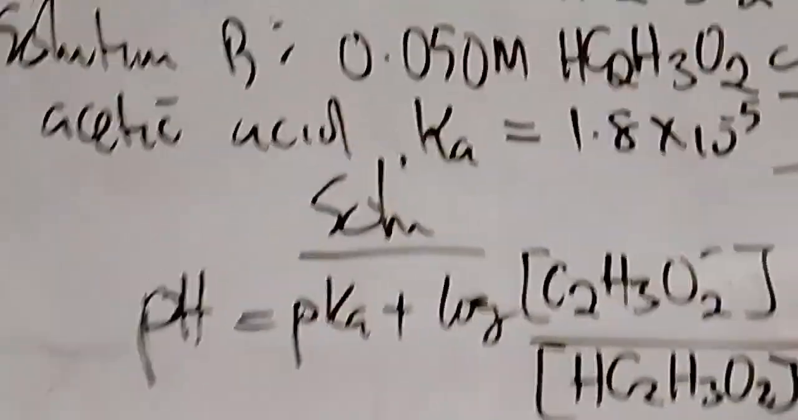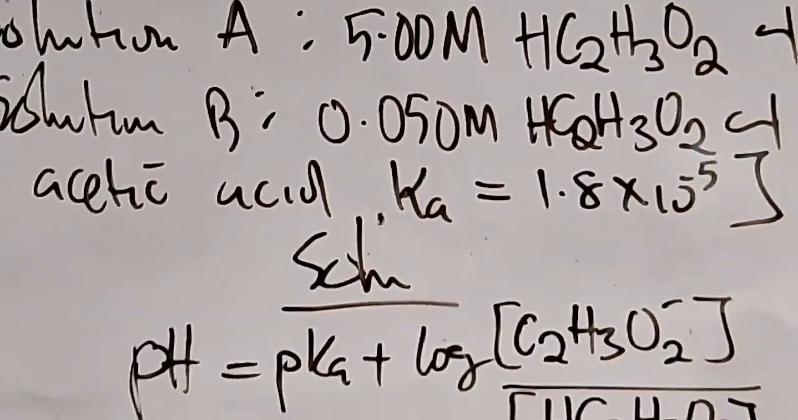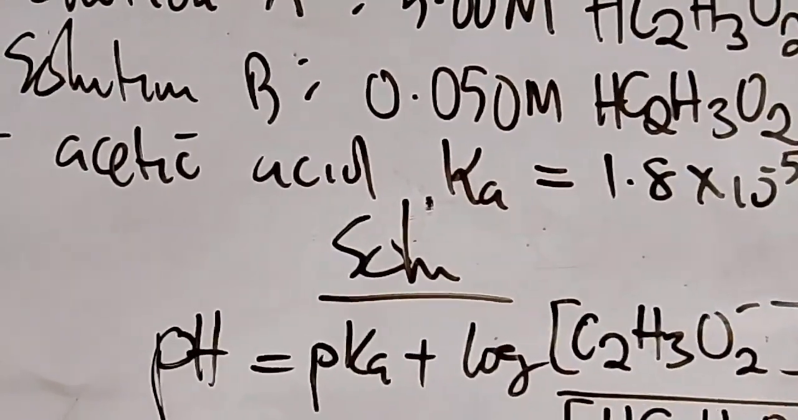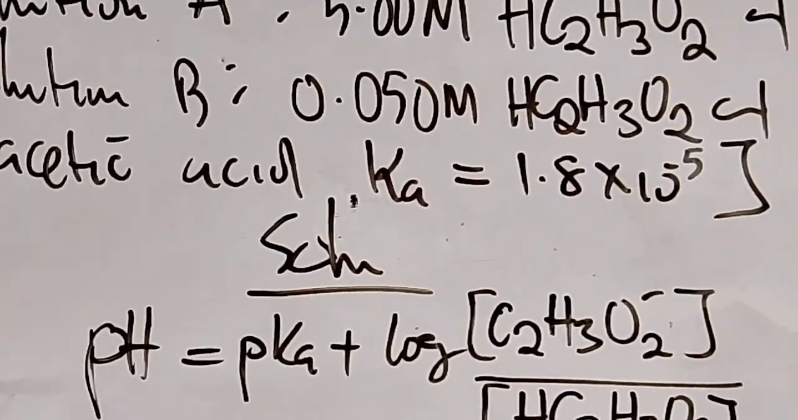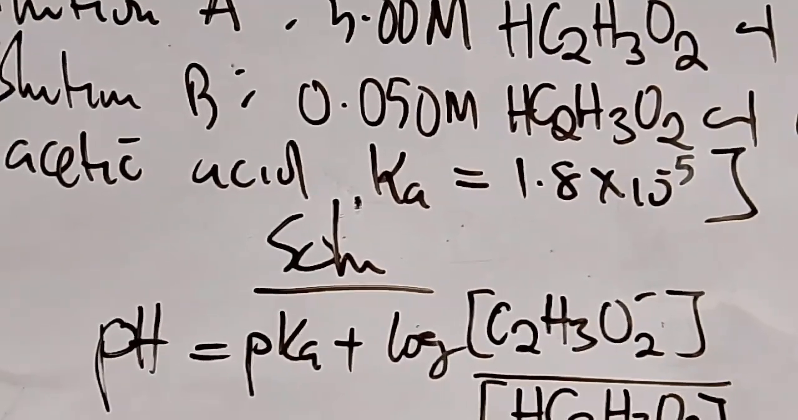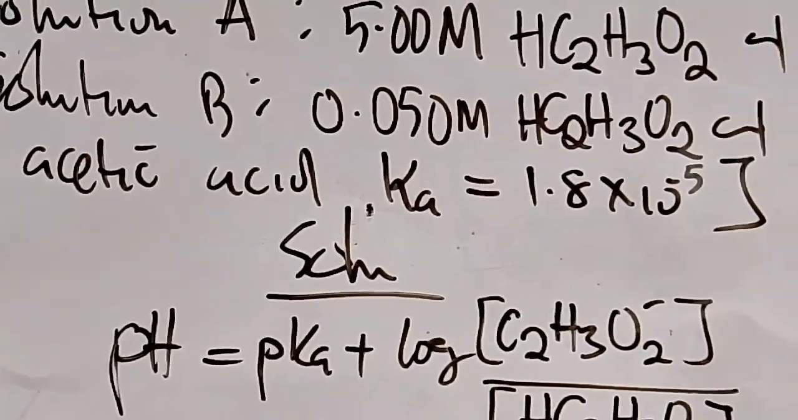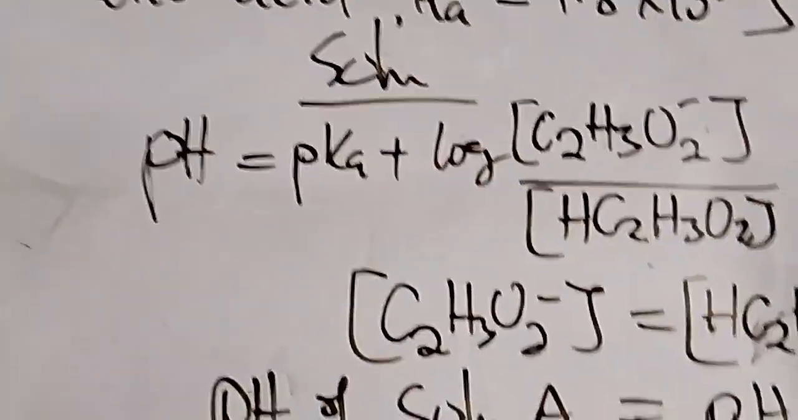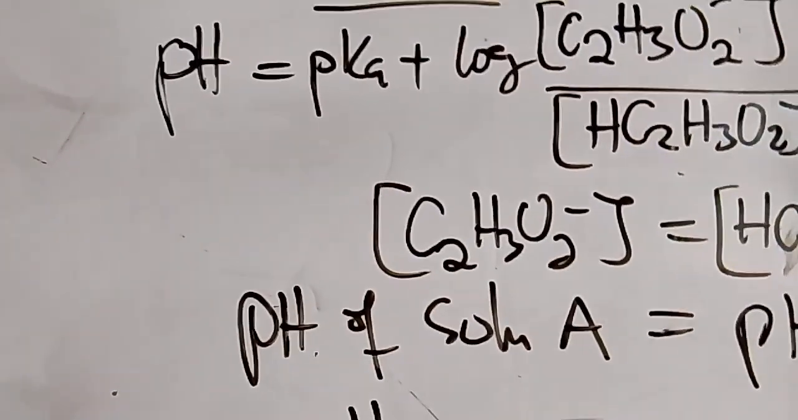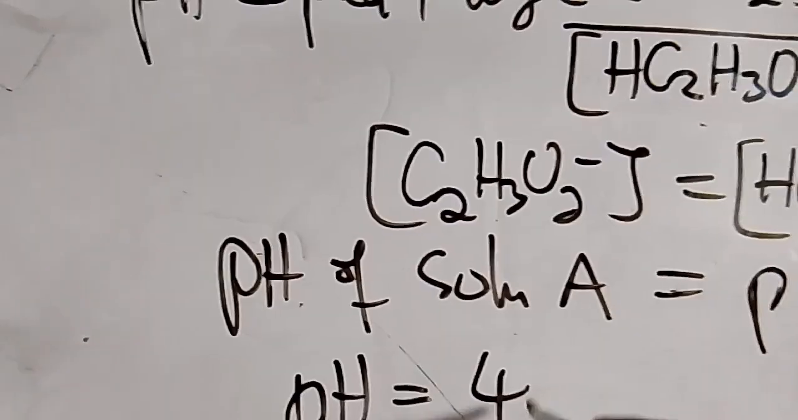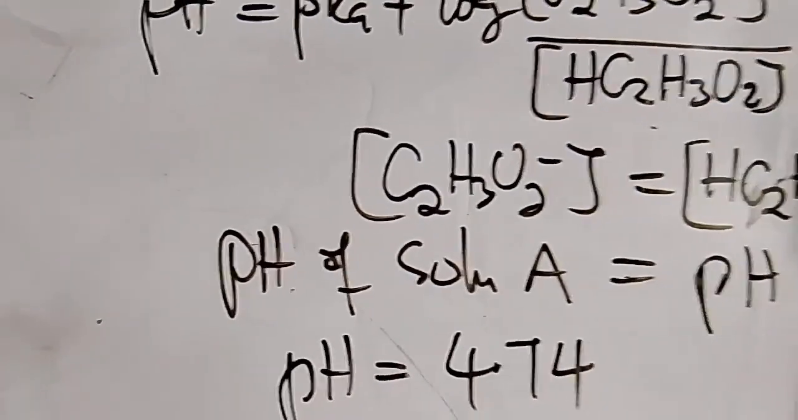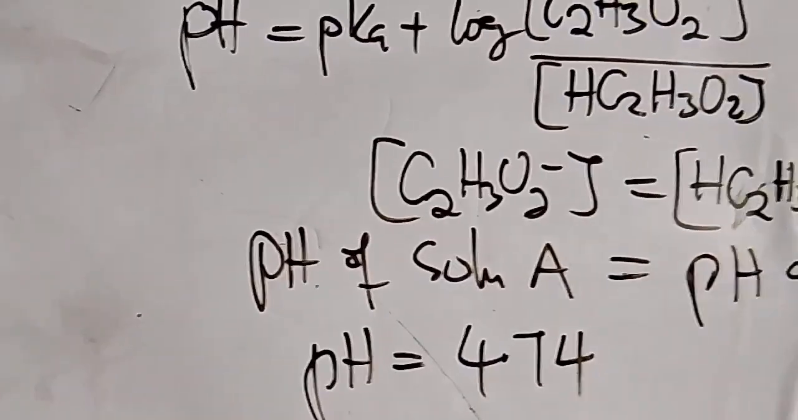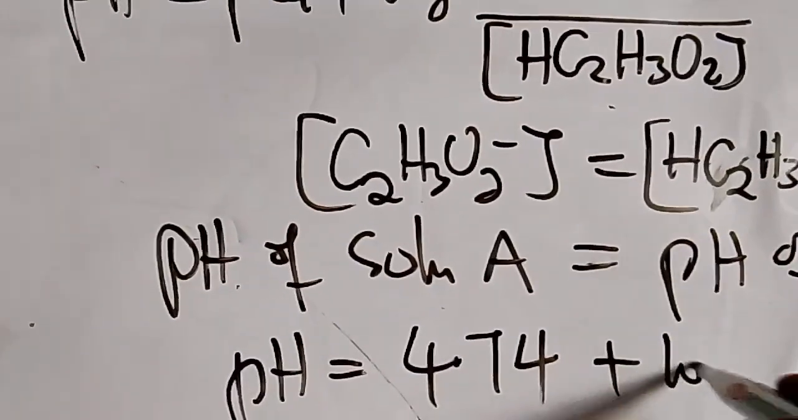So in this case we can determine the pKa. So negative log of the Ka, 1.8 times 10 to the power negative 5, which is giving us 4.74. Okay, so our pKa is 4.74.